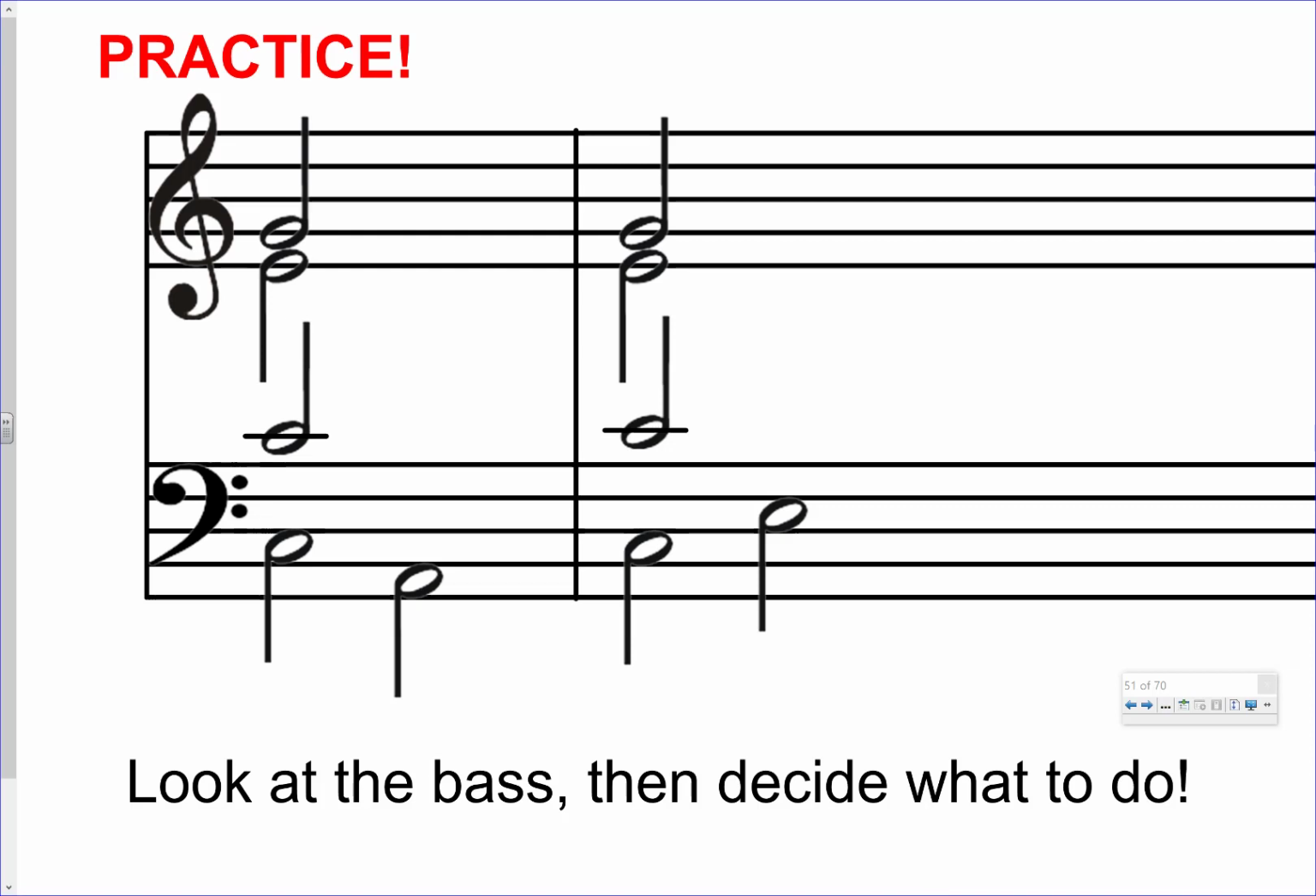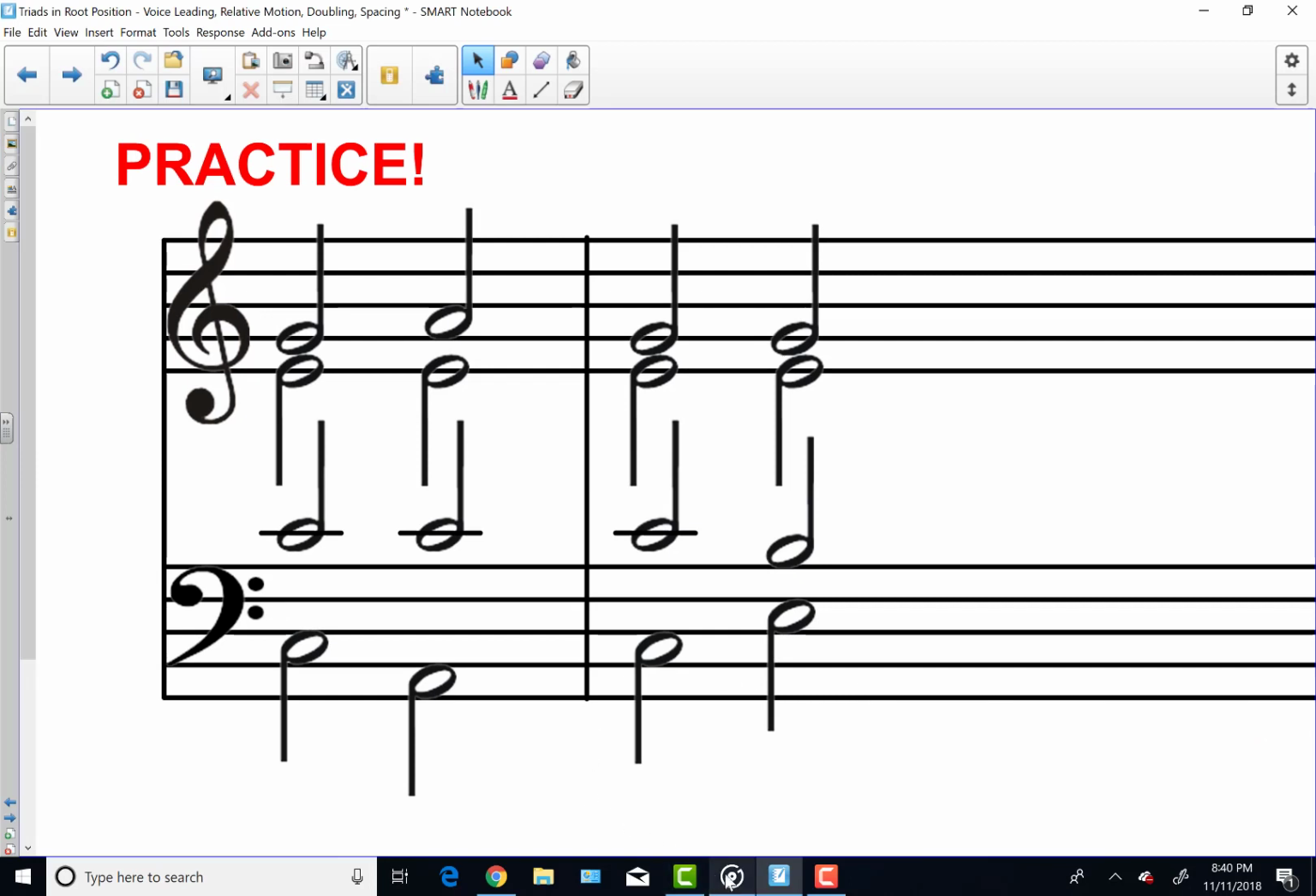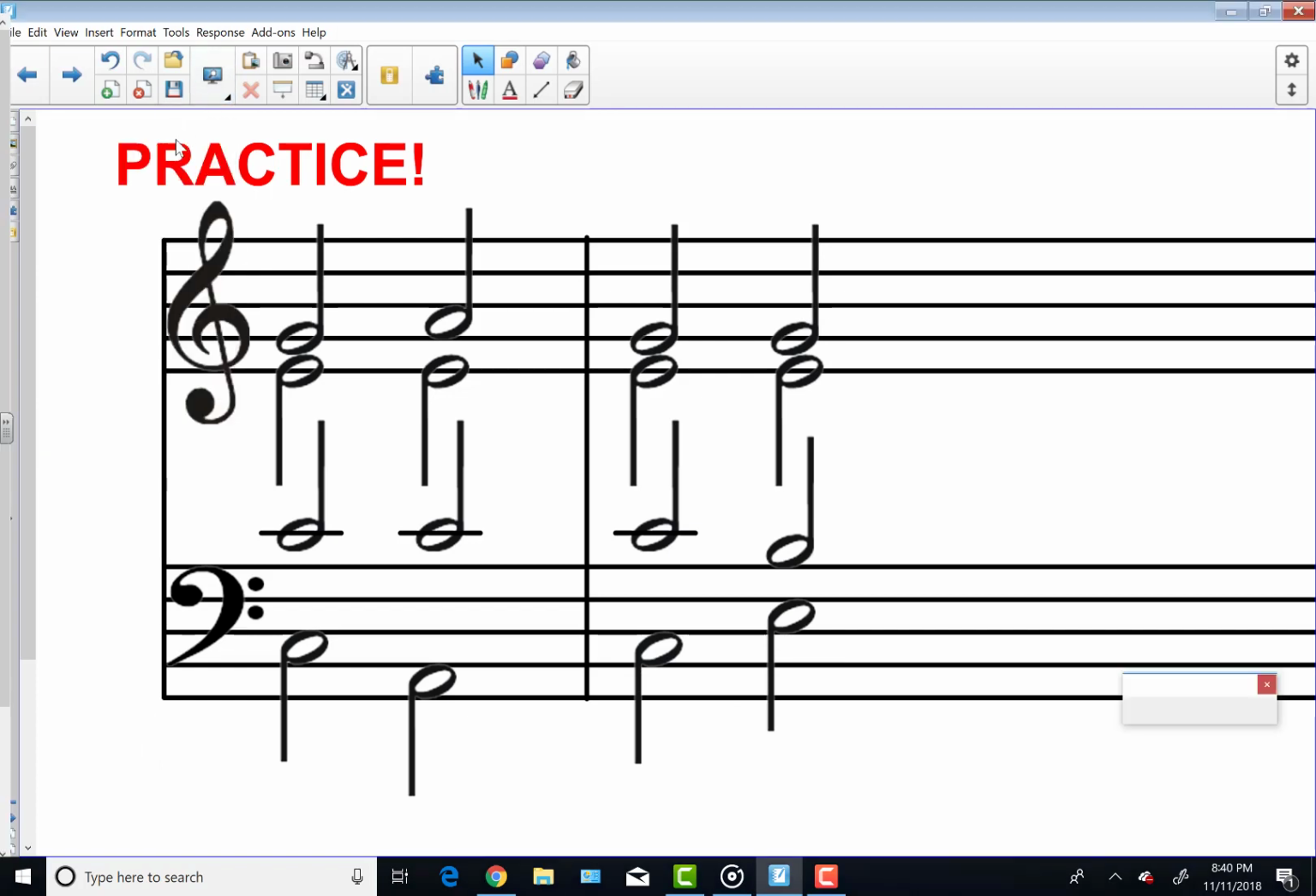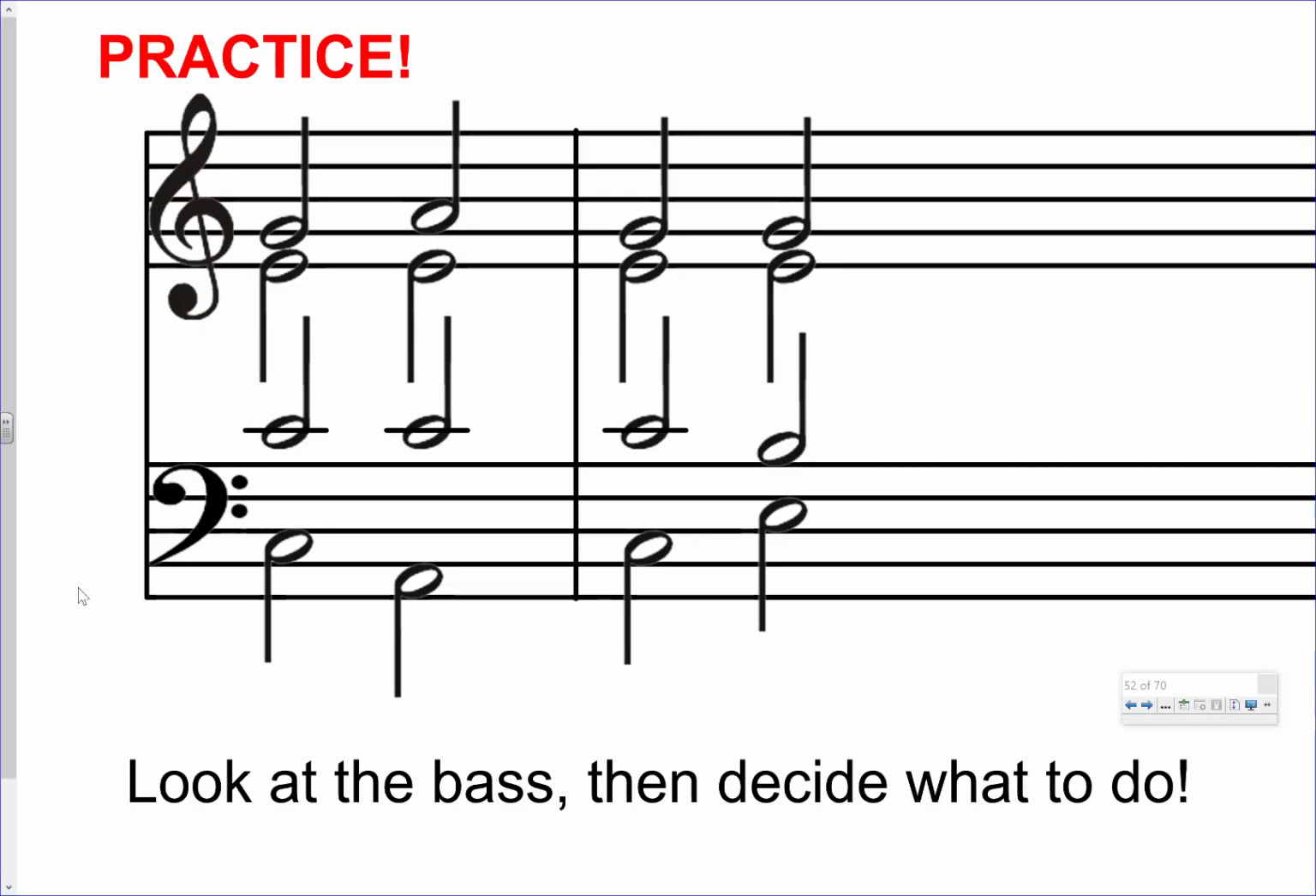Check over your work, AP, see how you did. So in this particular case, in both of these examples, the bass was moving by that of a third, which means that there will be 2 common tones, which should be kept in the same voice, and the other voice should move to the nearest chord tone, or NCT.